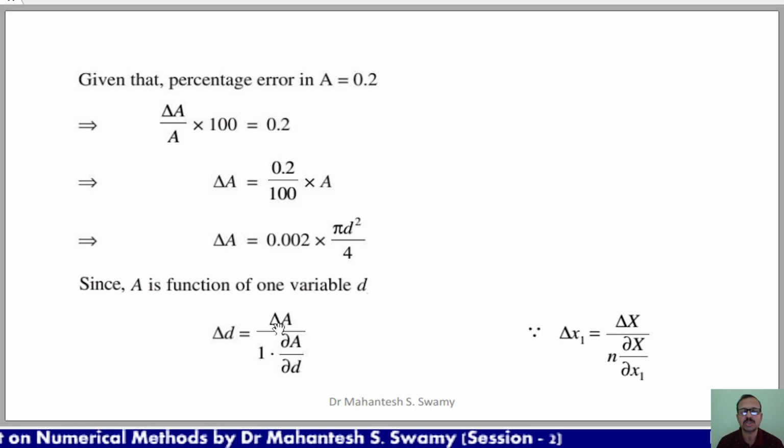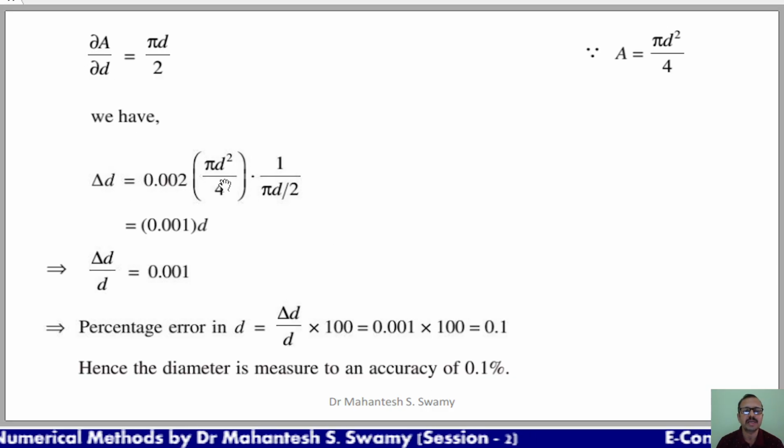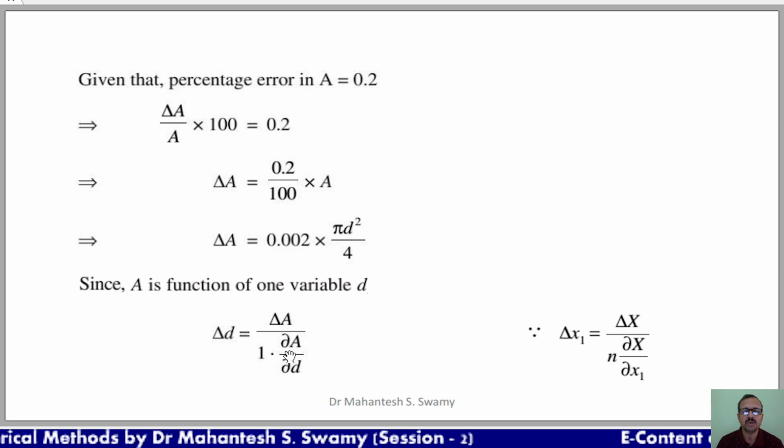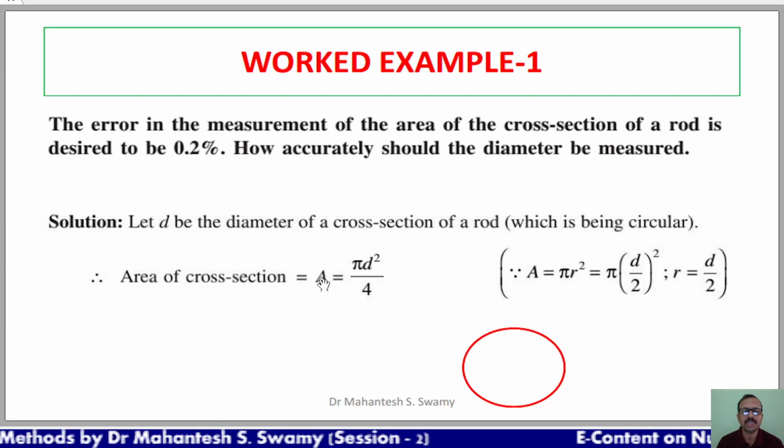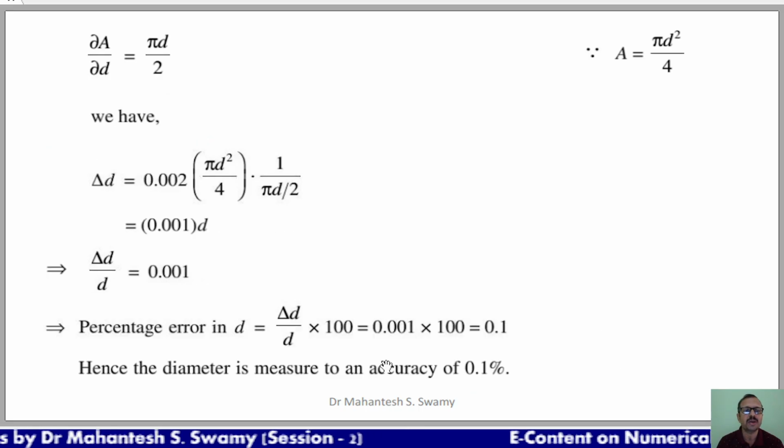In this formula, let us substitute delta A from here. At the same time, we have to evaluate dou A by dou d. The A formula is here. If you differentiate this with respect to d, pi by 4 is a constant as it is. The derivative of d square with respect to d is 2d. The 4 cancels with 2, so it is pi d by 2. So the partial derivative of A with respect to d is pi d by 2. Let us substitute it here.